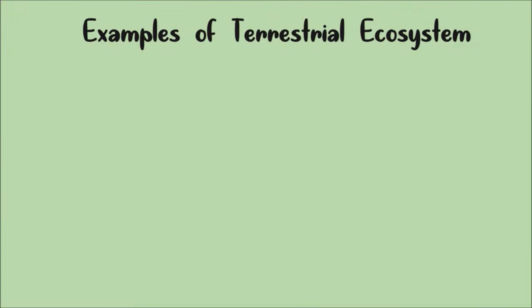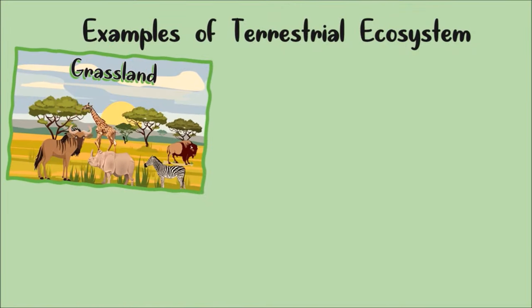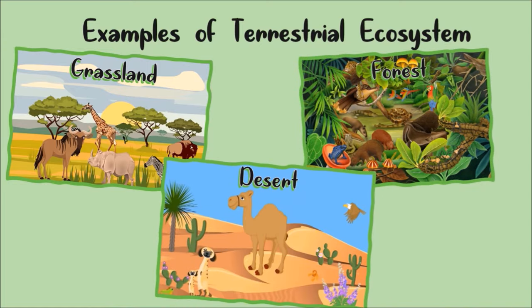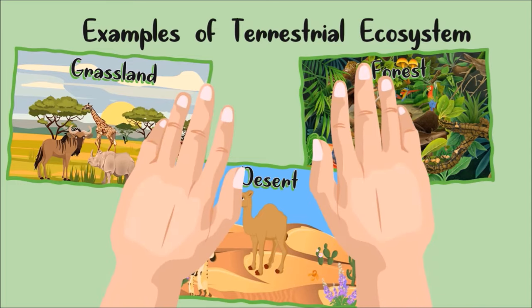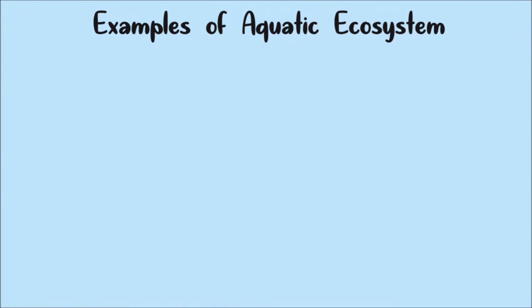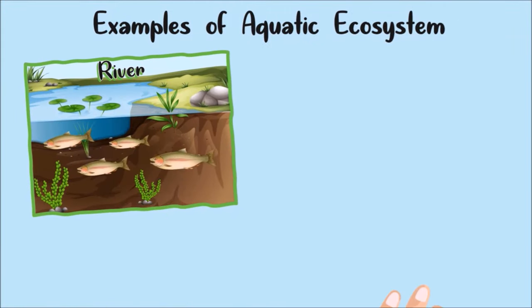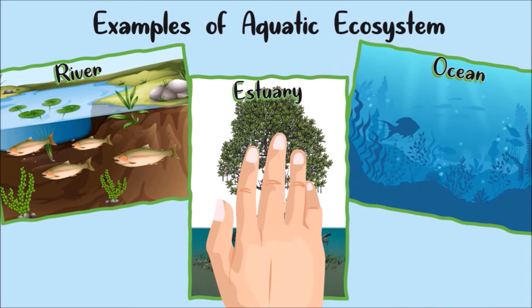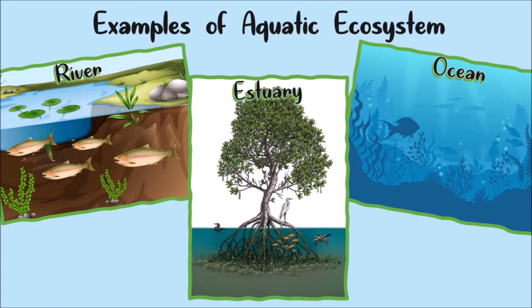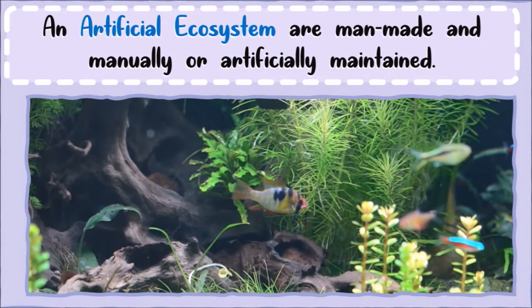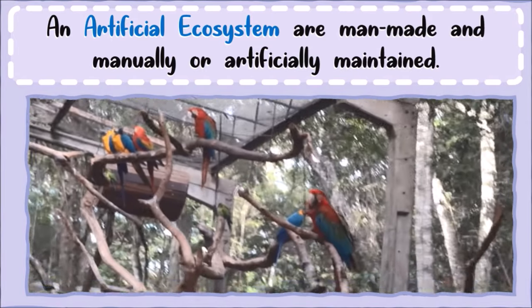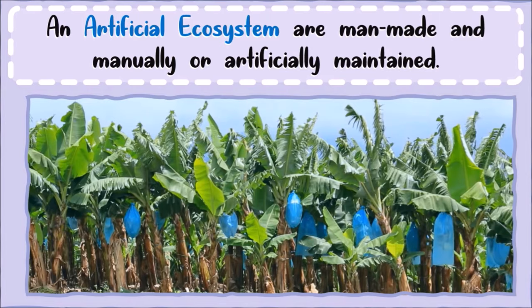Examples of terrestrial ecosystems are grassland, forest, and desert. While examples of aquatic ecosystems are river, oceans, and estuary. On the other hand, artificial ecosystems are man-made and manually or artificially maintained.